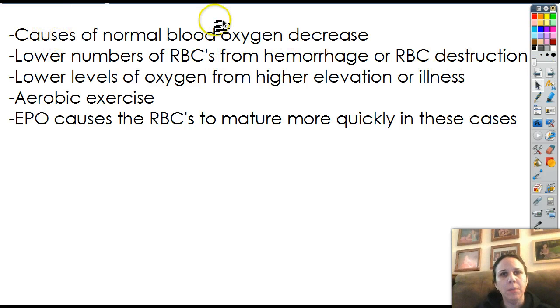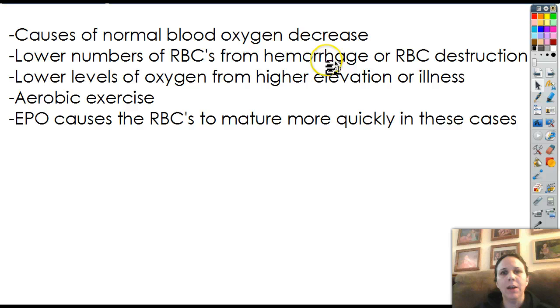Causes of normal blood oxygen decrease. This is continuing why we make more blood cells. That sentence doesn't make any sense, I apologize. Basically, anytime you hold your breath or for some reason you have a really bad pneumonia or something and you're not getting as much oxygen into your body, then your body will start EPO working so that you can make some more blood cells.